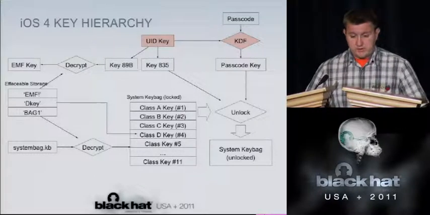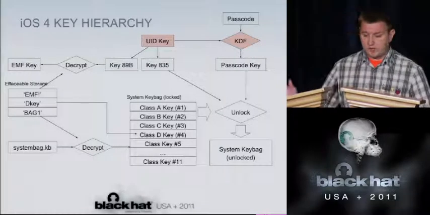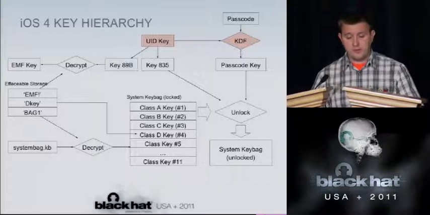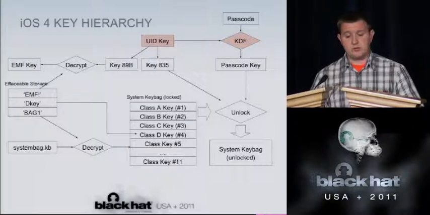So there are two device keys. There is one hardware key, which is in red, the UID key, which is embedded in hardware. It is used to compute two device keys, the key 0x835 and key 0x89B.